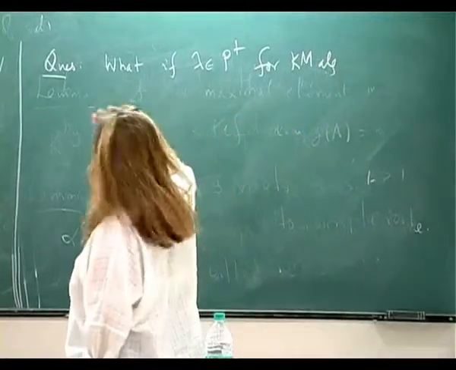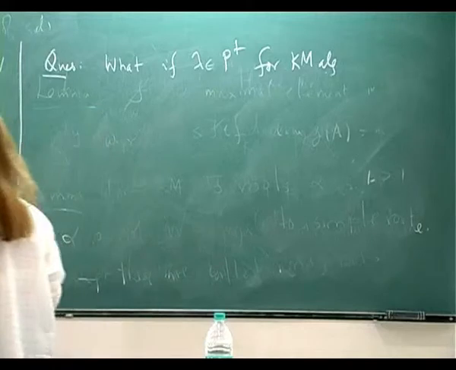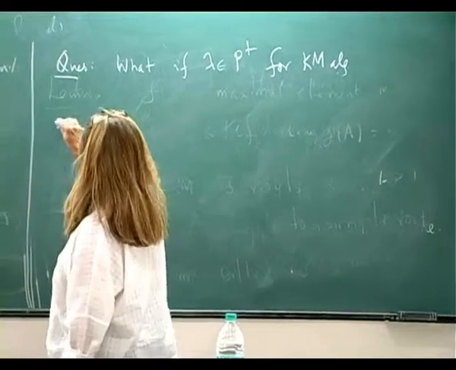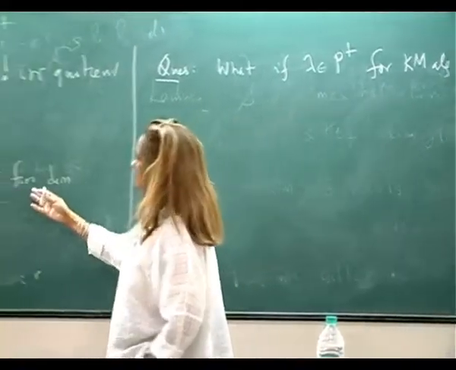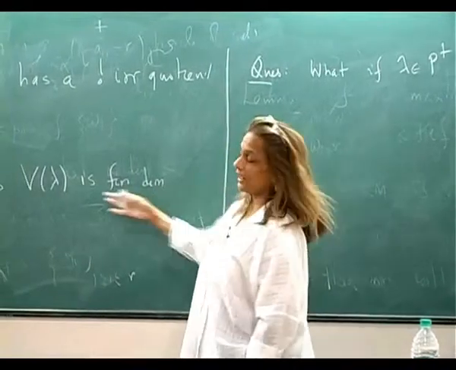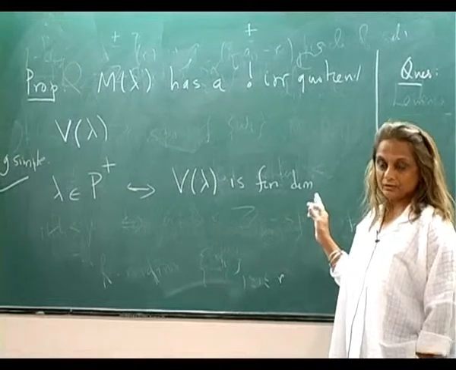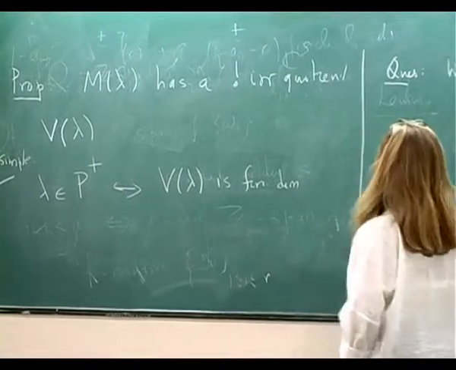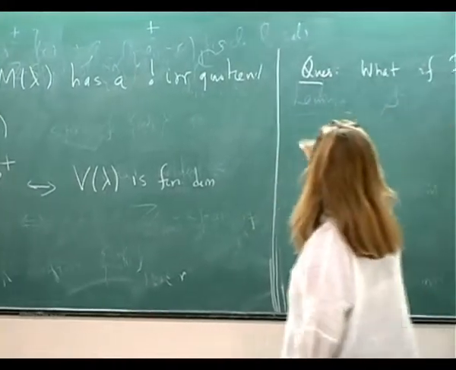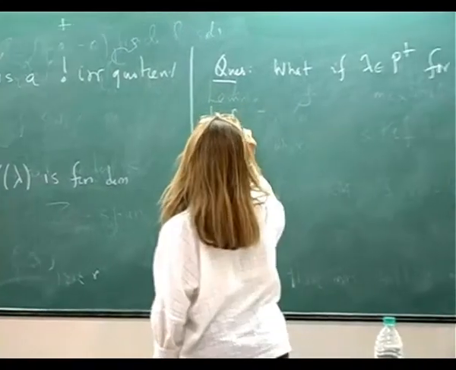And the answer is, a lot of very interesting things happen over there. But for the moment, the first thing that happens, you could ask, do you get a similar thing, that V lambda is finite dimensional? Okay, so that is too much to ask. So what it gets replaced by is the notion of an integrable representation.